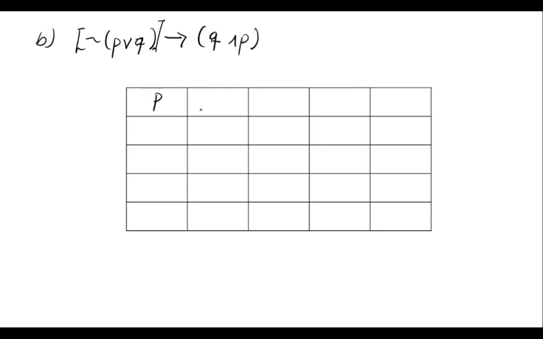So we have P, we have Q. We can see that we have P or Q over here. Then we have the negation of that, the negation of P or Q. Then we have this, which is Q and P. Then we have the final one, which will combine all of them. My table is not big enough, so let me create another one here.